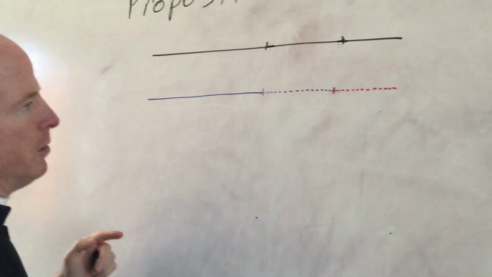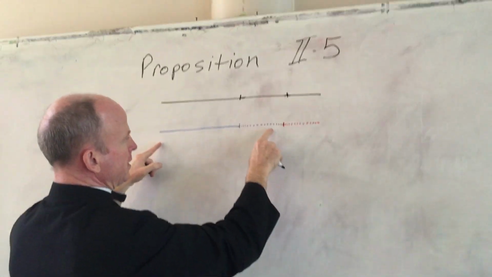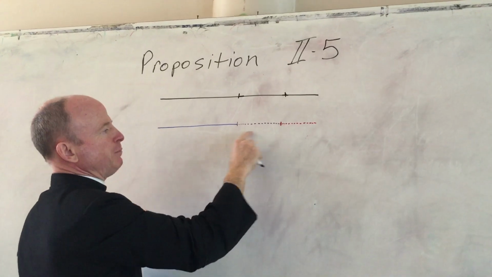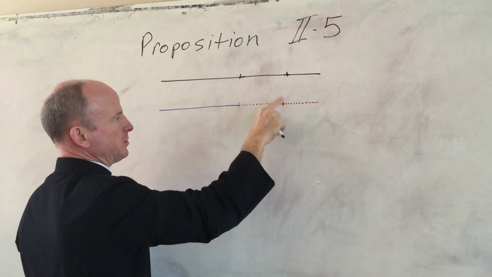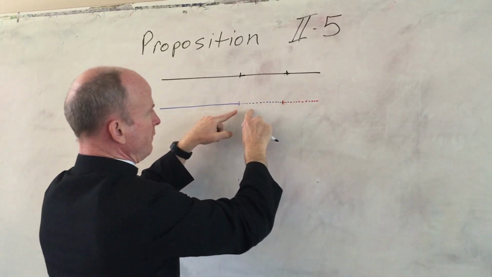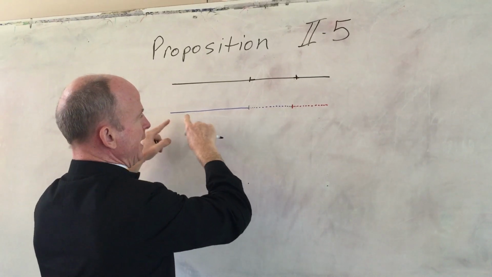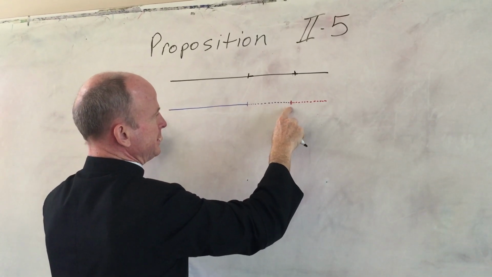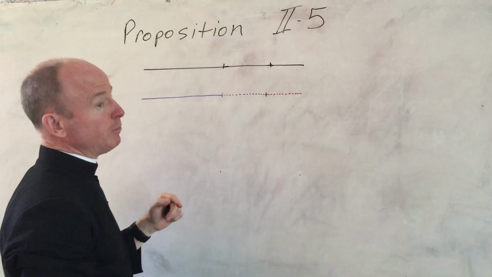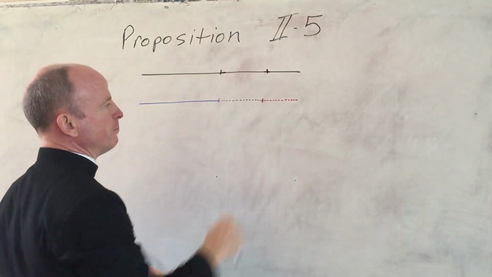And what we're going to show is that if you do that, then the rectangle contained by the uneven parts plus the square on the line between the points of section. You see how it's been cut twice? Even parts and uneven parts, and you have a line between the points of section. So the rectangle contained by the uneven parts plus the square on the line between the points of section will be equal to the square on the even part.